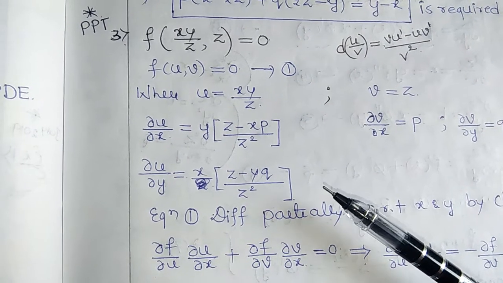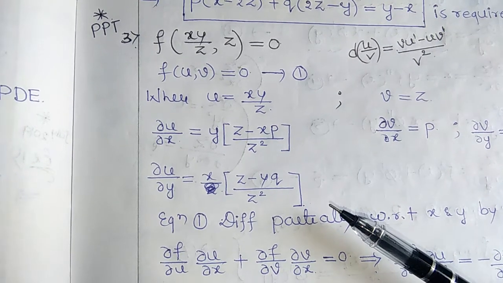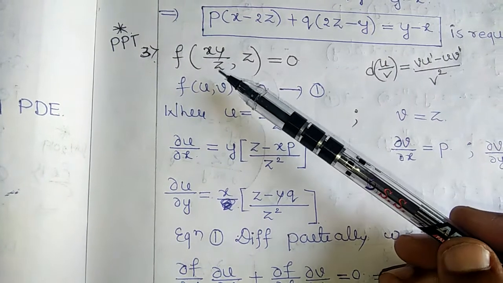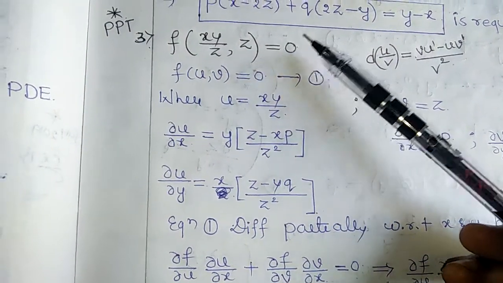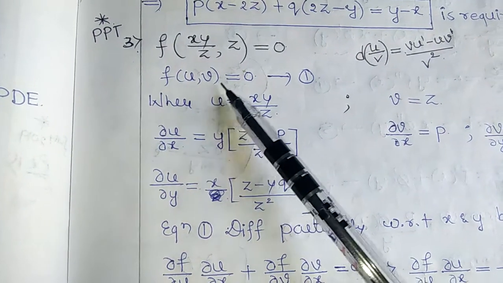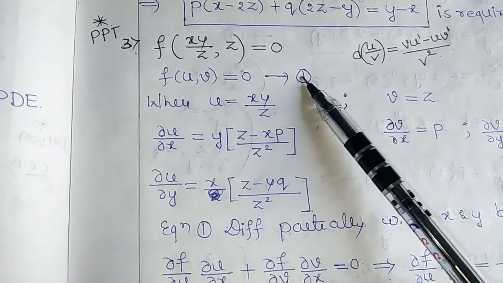Now I will solve some examples on formation of partial differential equation by eliminating the arbitrary functions. Consider one example: f of (xy/z, z) is equal to 0. Let f of u comma v is equal to 0. Compare the given equation with respect to equation 1.